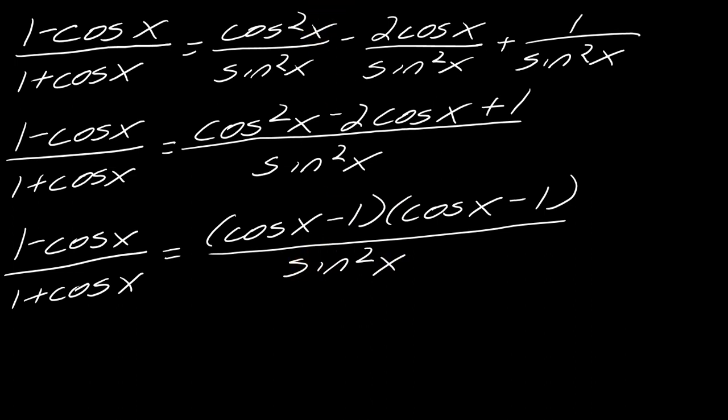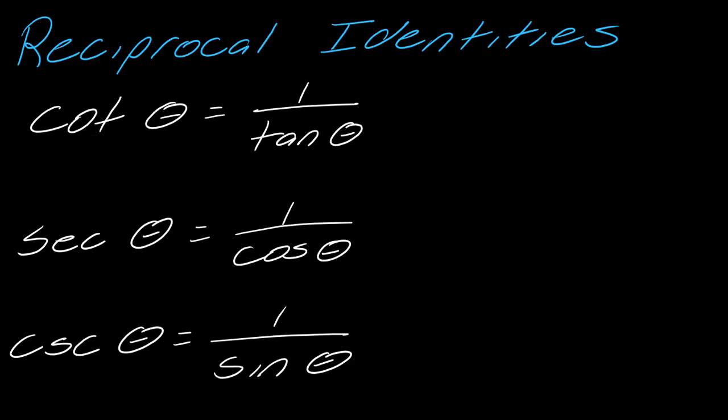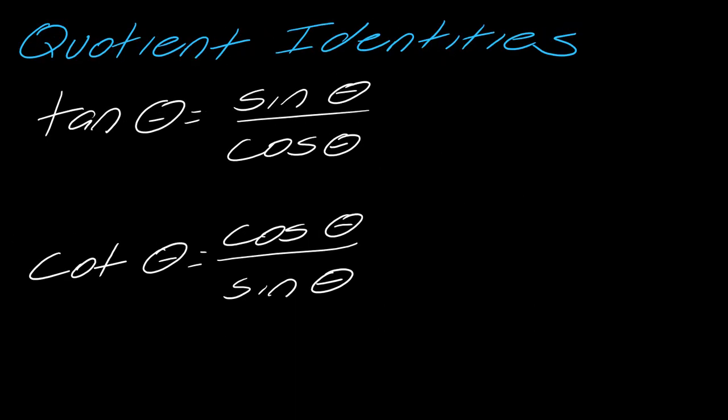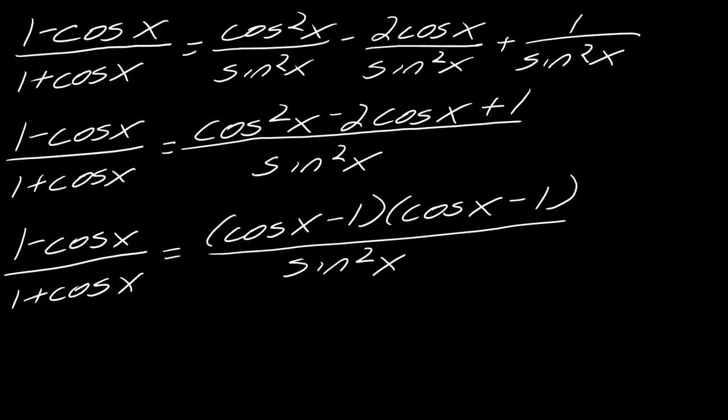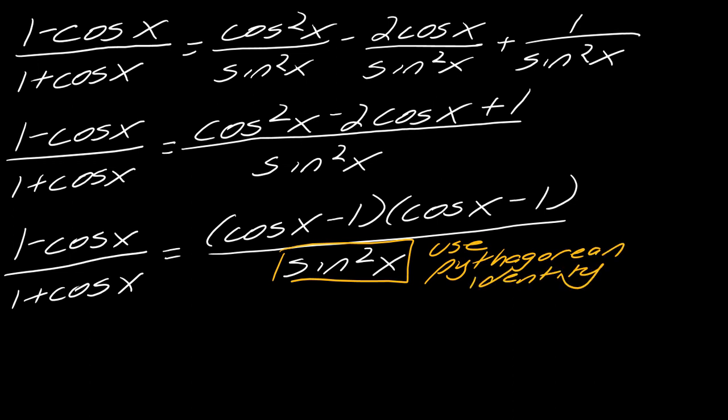This is where you go back through and look through your identities. Nothing here, nothing here. Oh, hey, sine squared is mentioned here, and this has something to do with cosine, right? So I could rewrite sine squared x is equal to 1 minus cosine squared x. And so that's exactly what I'm going to do here. So I'm going to just put a little note so that I know what I did. I'm going to use the Pythagorean identity.